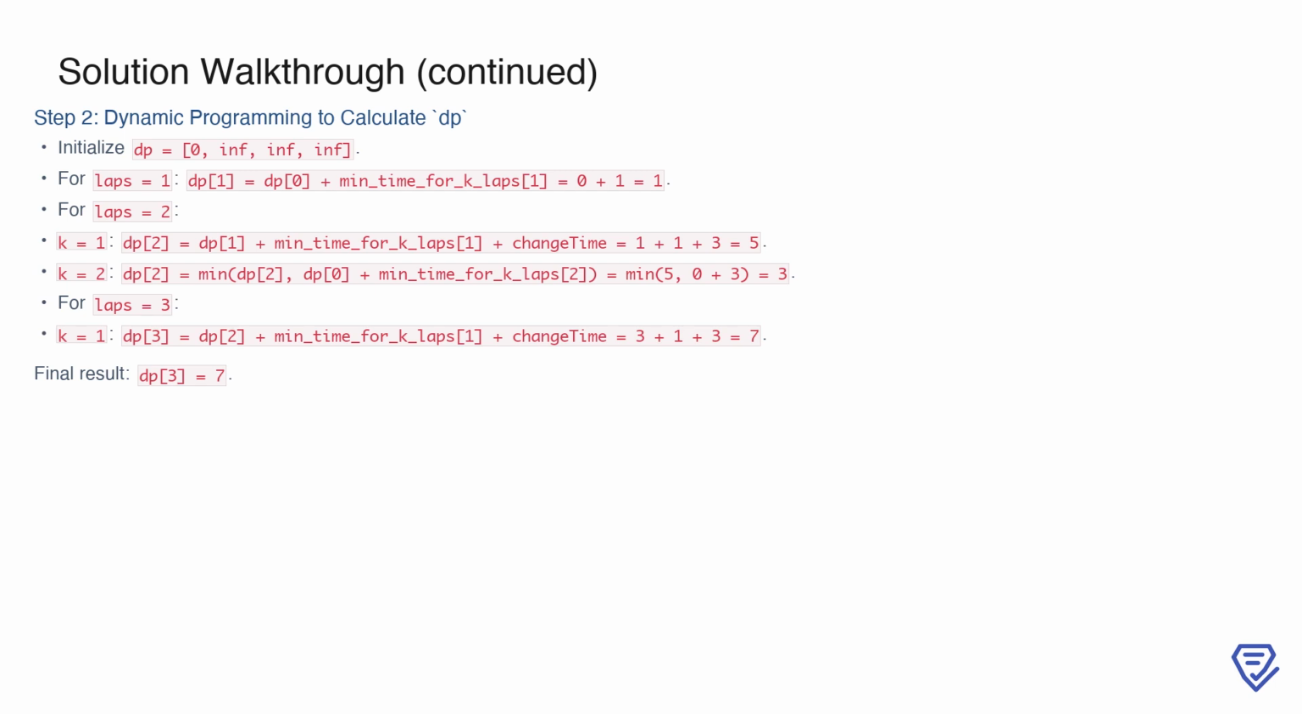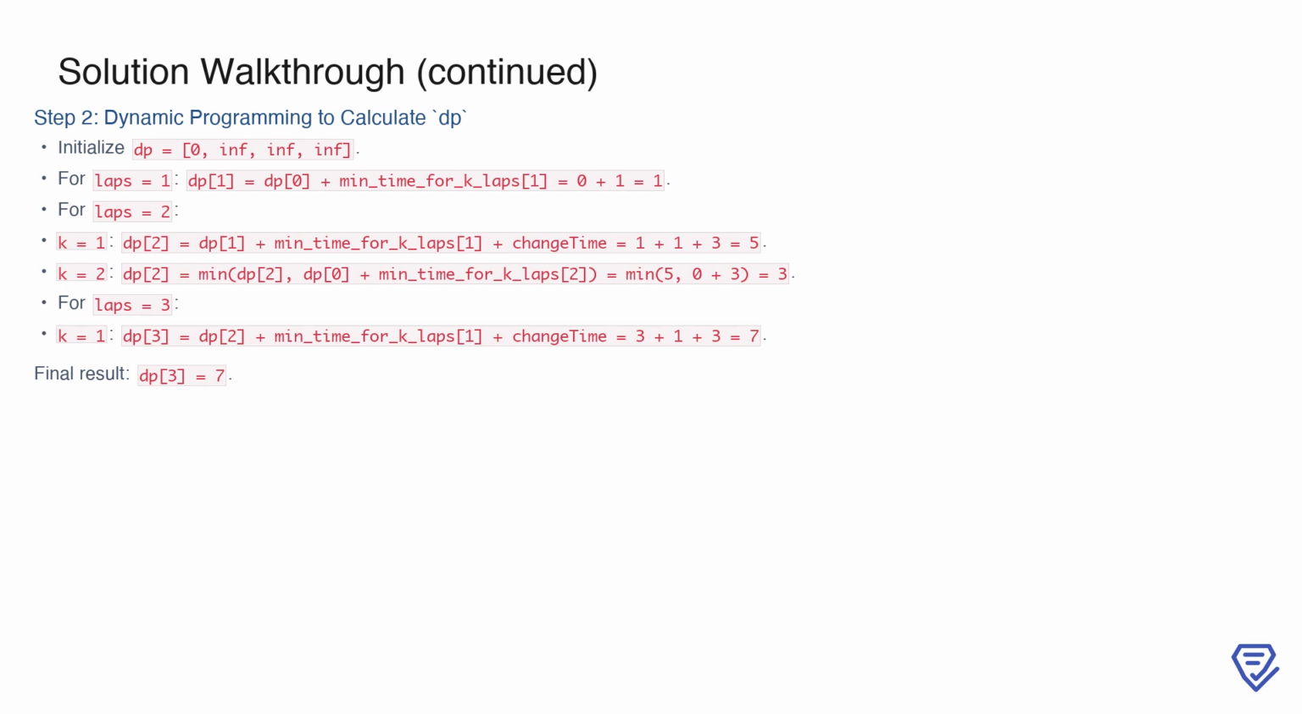For 2 laps, we consider all possible values of k. Using one lap at a time, the time becomes dp[2] equals dp[1] plus min_time_for_k_laps[1] plus change time equals 1 plus 1 plus 3 equals 5. Alternatively, completing 2 laps without a change gives dp[2] equals min(5, dp[0] plus min_time_for_k_laps[2]) equals min(5, 0 plus 3) equals 3.